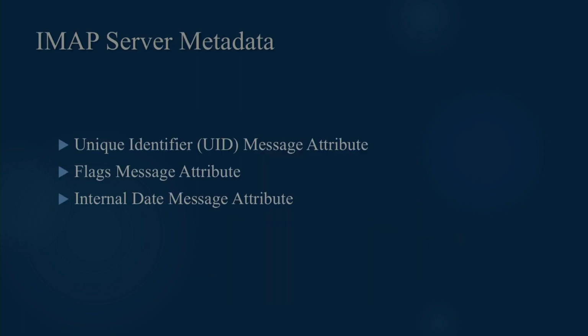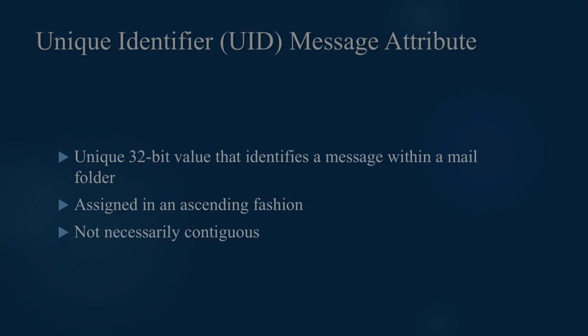So for example, if we were to think about an IMAP server, a few things come to mind in terms of server metadata. One of them is the unique identifier message attribute. One of them is the IMAP flags, and finally the internal date message attribute. The unique identifier message attribute is a very cool artifact because it's a 32-bit integer and it's assigned in an ascending fashion. So that's very key.